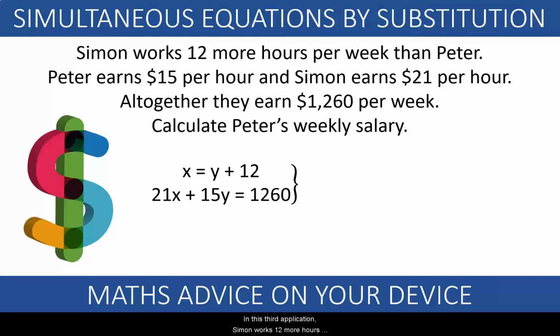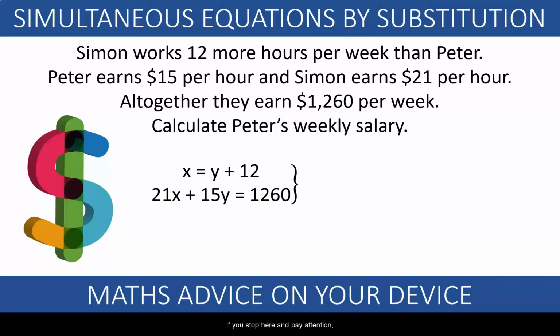In this third application, Simon works 12 more hours per week than Peter. Peter earns $15 per hour and Simon earns $21 per hour. Altogether, they earn $1,260 per week. We need to calculate Peter's weekly salary.